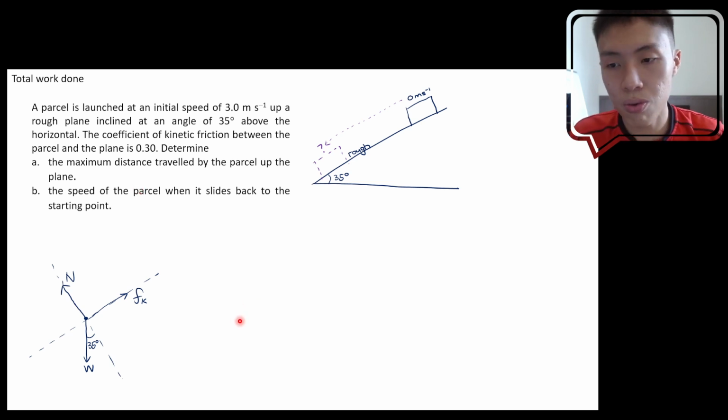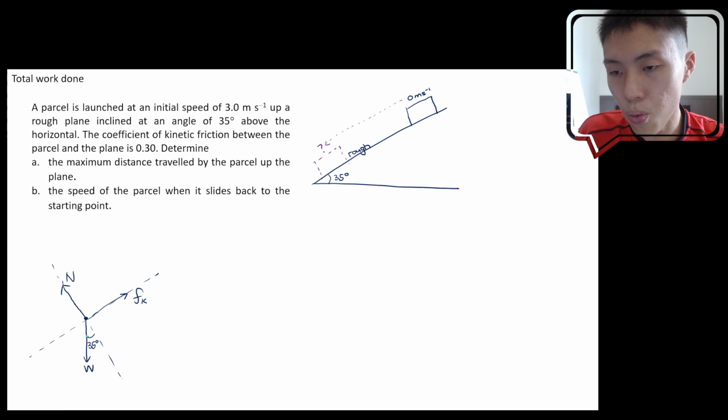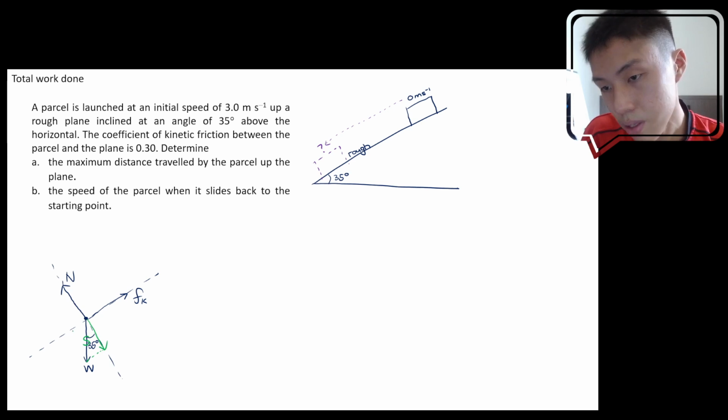So before we do any net force thing, let's try to resolve the diagram first. The free body diagram, the weight needs to be resolved. So your weight here will have its y component, and it will have its x component.